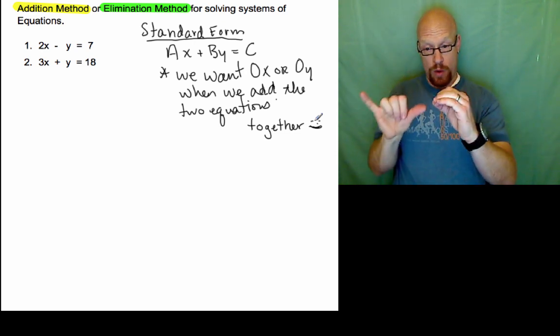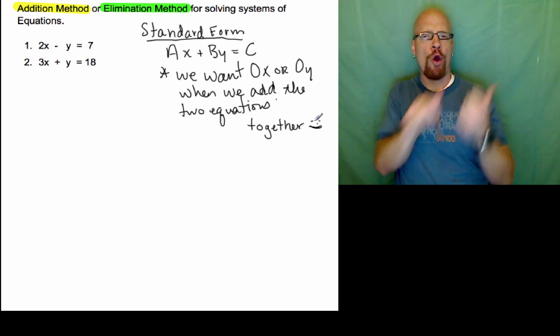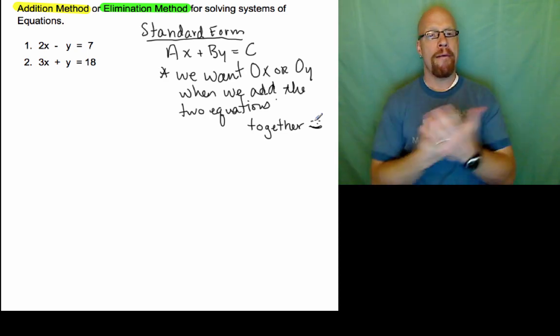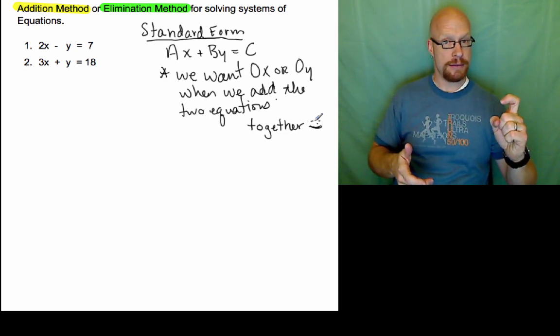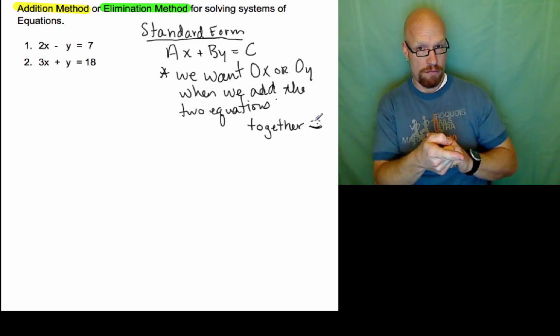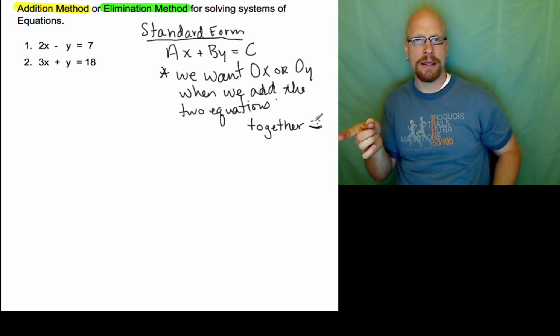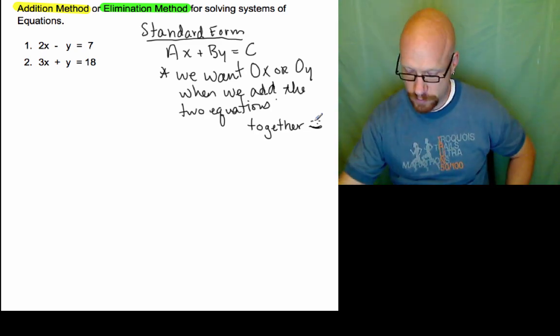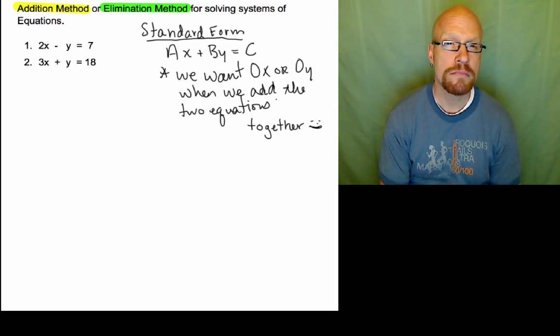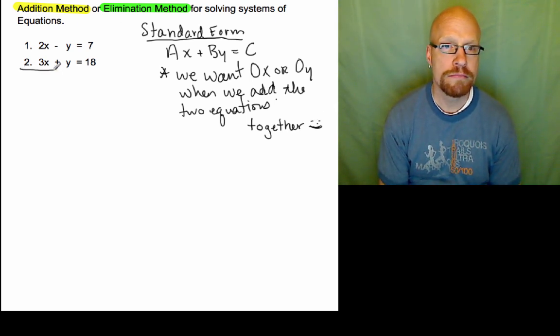But we have negative y and positive y. It's a negative 1y and a positive 1y. If we add those together, we get 0y. And that means the y variable drops out. Then all we have left is the x variable and our constant on the right side of the equation.